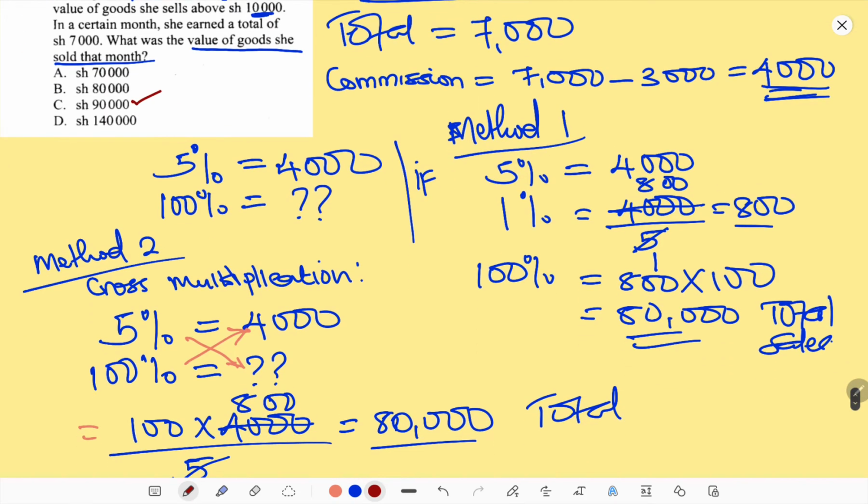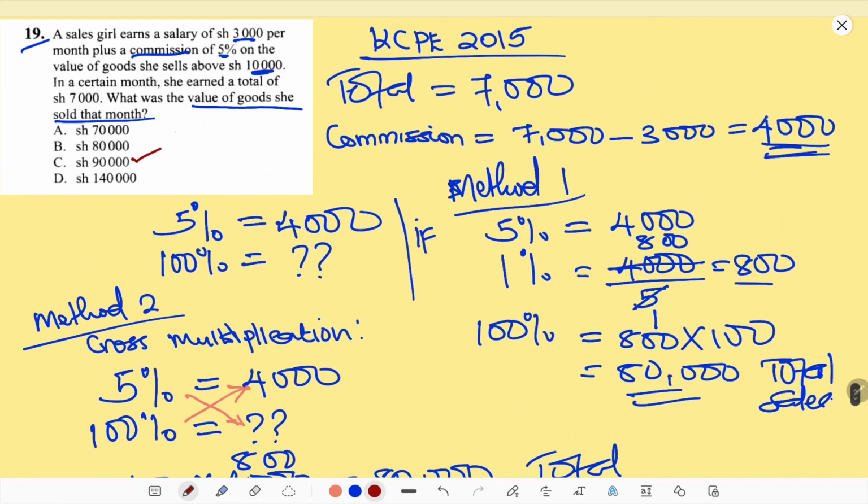Looking at these answers over here, you can realize that B is 80,000. And if you don't read the question very well, then you can easily say that your answer is B. But always go back to the question. That is one point that I always insist. Go back to the question, read the question twice so that you see if there is any hidden information in there.